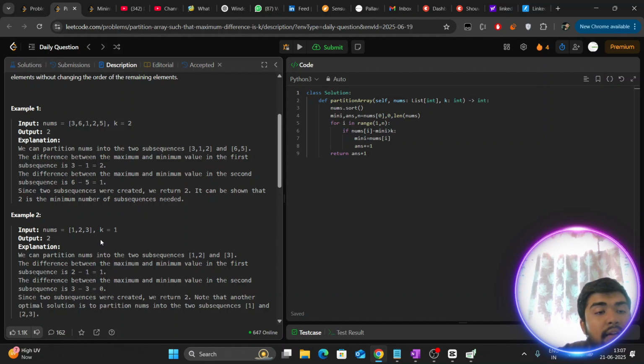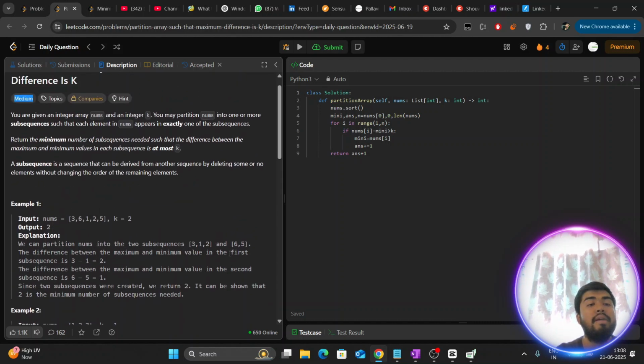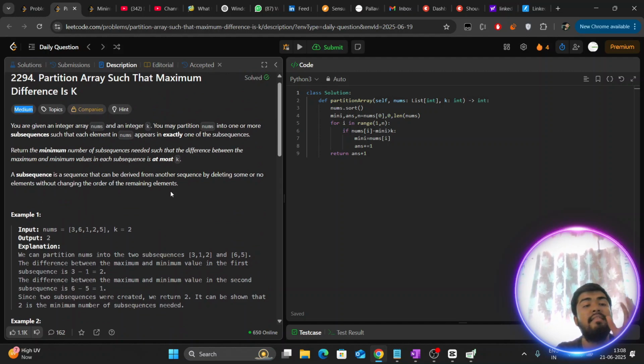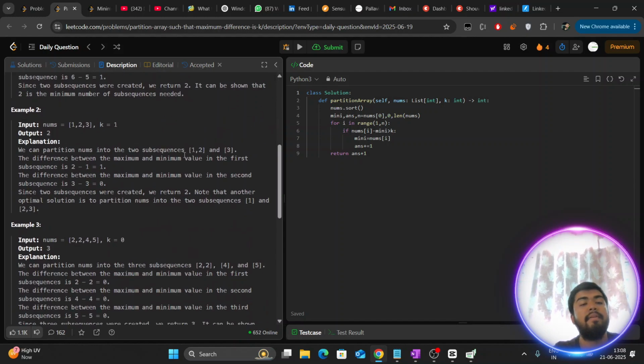In this example, it is 1, 2, 3 and k is 1. One subsequence is 1, 2. Another subsequence is 3. The difference of minimum and maximum is 1 here. For 3 by itself, the minimum and maximum are the same, so the delta in that case is 0. We are still within the boundary of at most k. We are still satisfying.